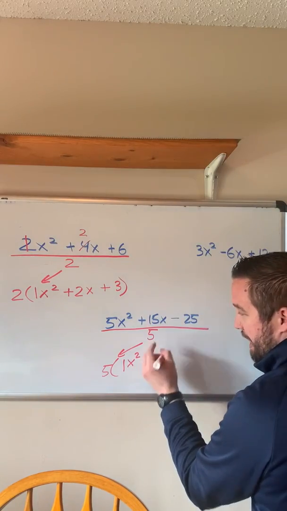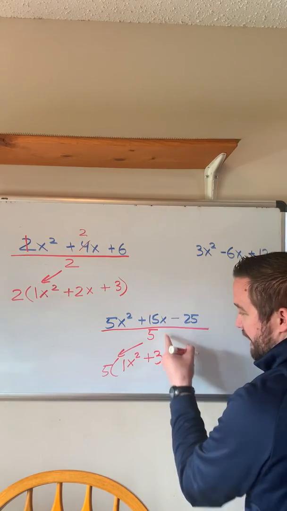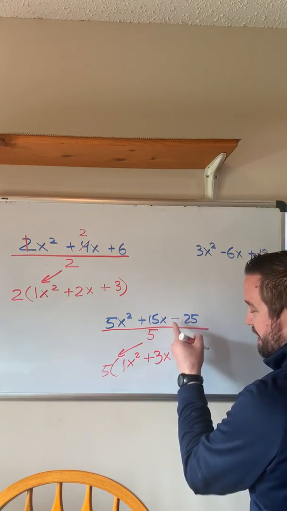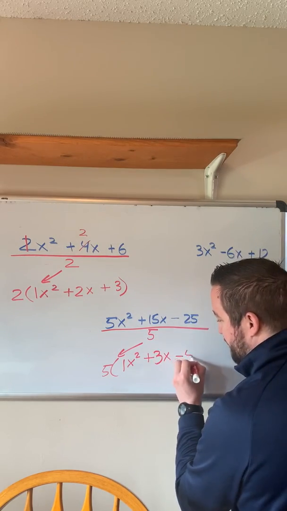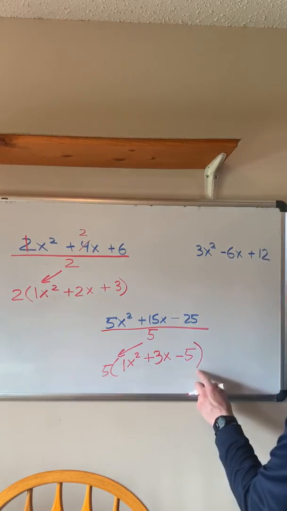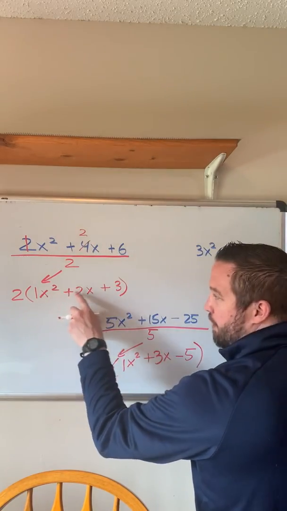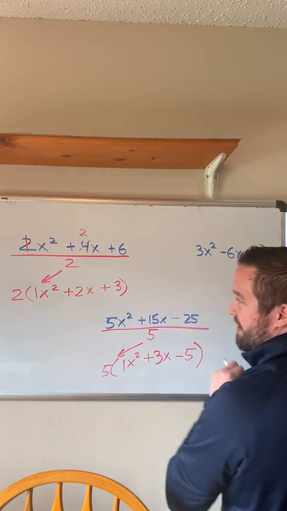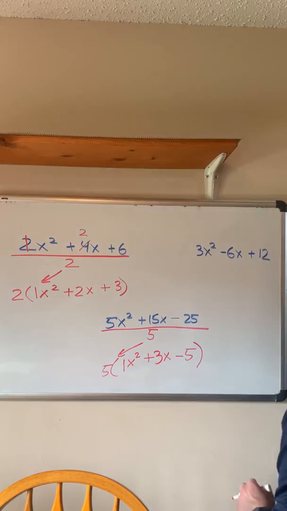Positive. A 15 divided by 5, that goes in 3 times. I bring down my x. I've got a negative here. 25 divided by 5 is 5. Okay, I've got to make sure I've got 3 terms. All of them are different values. X squared, x to the first, and this is my constant. X squared, x to the first, and my constant.